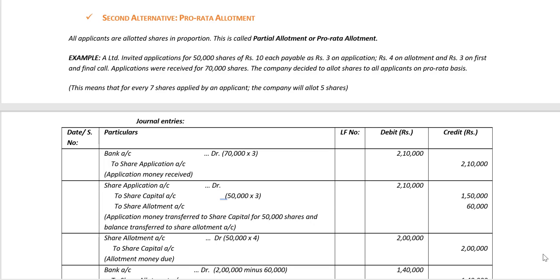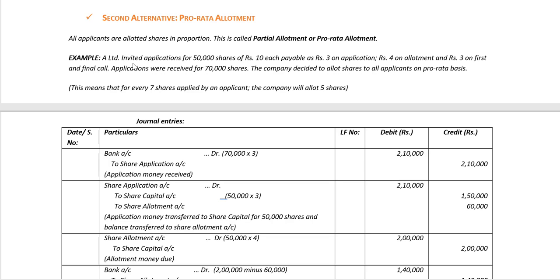Let's go on to the second alternative, pro-rata allotment. Now in this alternative, all applicants are allotted shares in proportion, and therefore it's called partial allotment or pro-rata allotment. We'll understand this by means of an example.